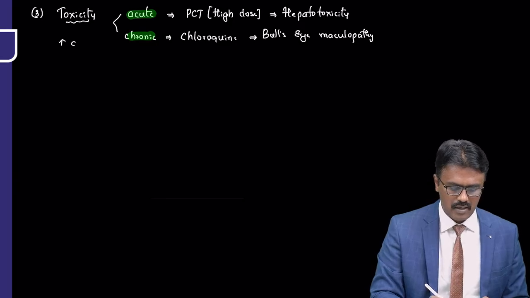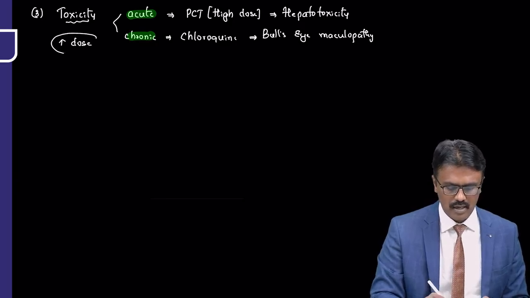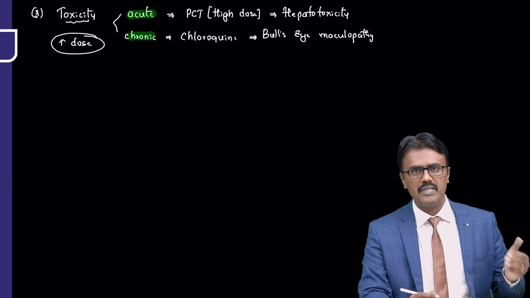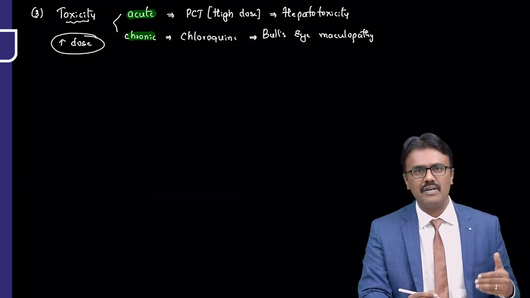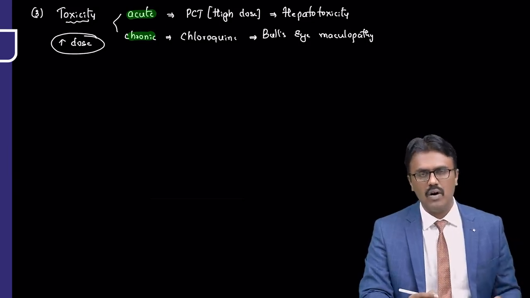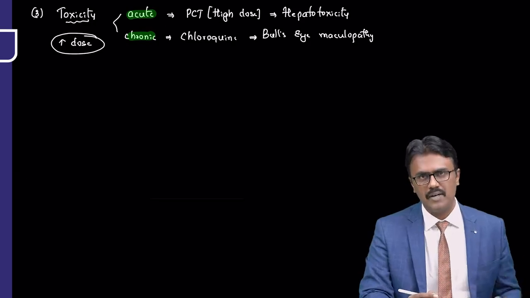Either the dose is increased, higher dose. So toxicity occurs because of higher doses. You compare side effect, it was normal dose. Secondary effect, normal dose. Toxicity is because of increased dose or use the drug for a very long period.